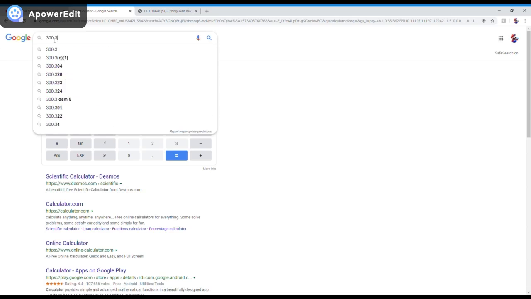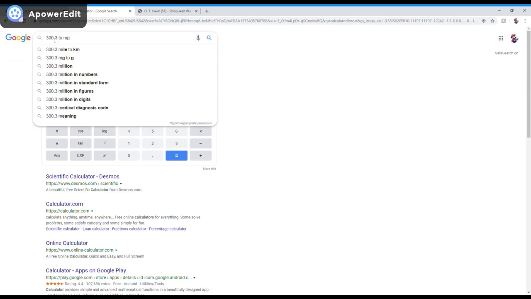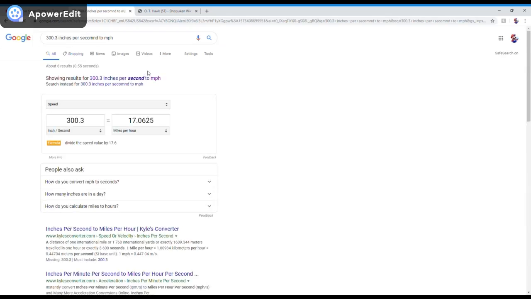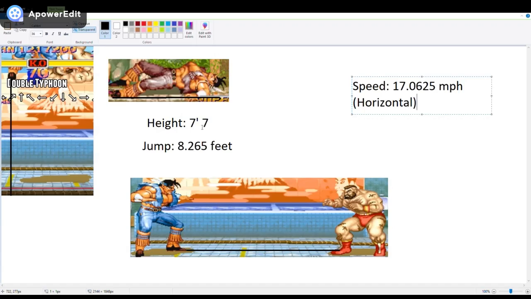Me personally, I'm not exactly sure. Although, I mean, now we can move it over, and that gives us 17 miles per hour. So those are the stats.